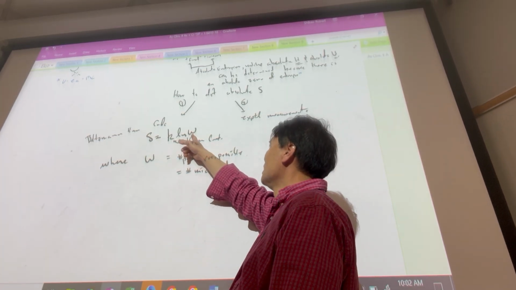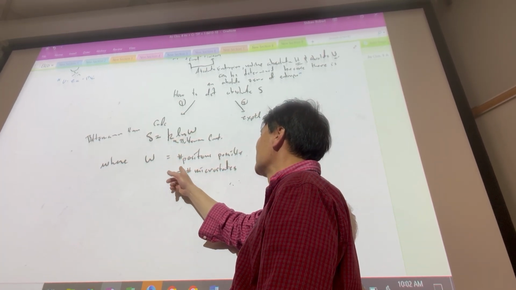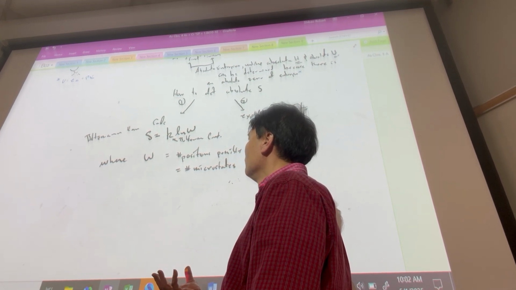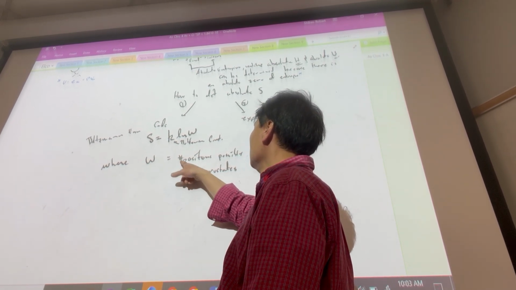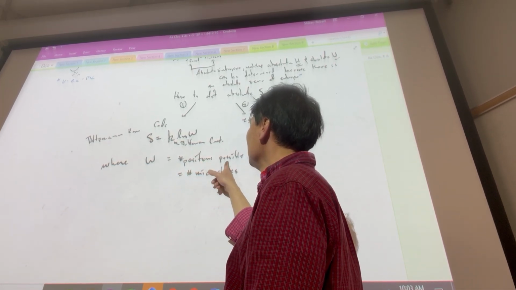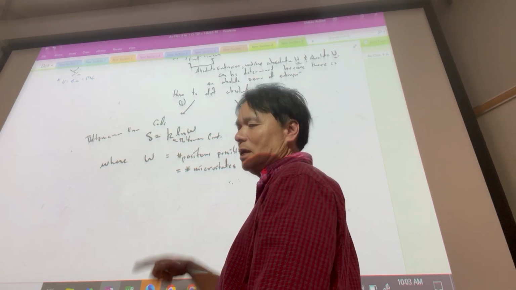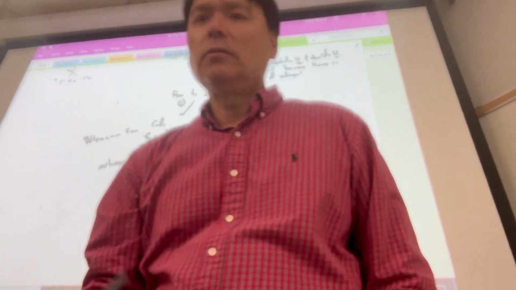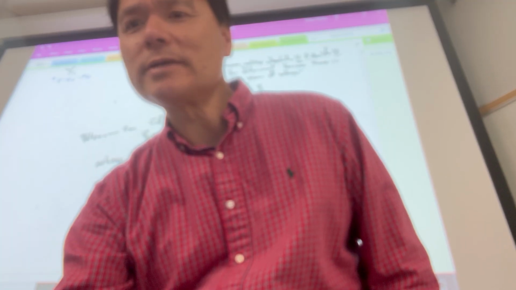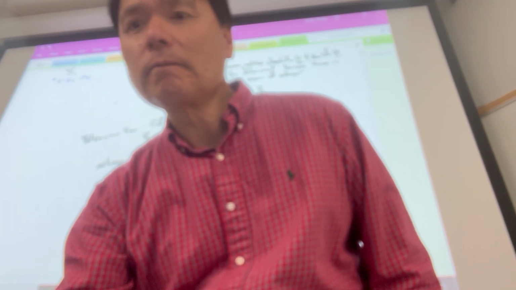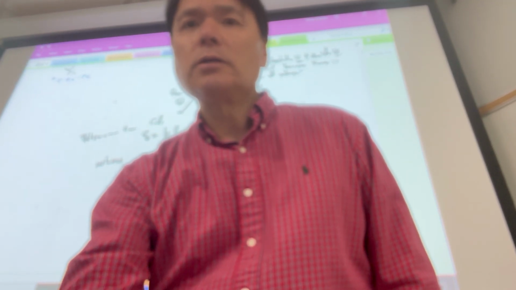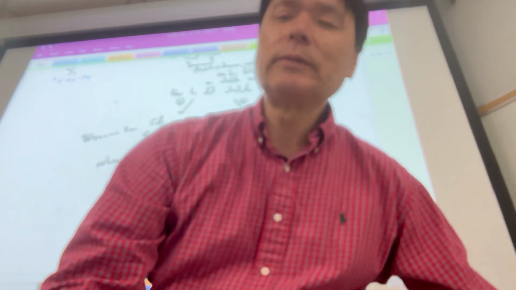S = k ln W. W is the number of ways things can be arranged. And so it's the number of positions possible, number of microstates possible, number of ways you can arrange things. And so this brings us to the third law of thermodynamics.